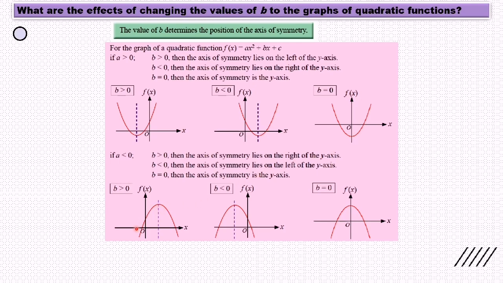For the maximum graph, you will find that it is opposite of the minimum graph. When b is greater than 0, the axis of symmetry is on the right of the y-axis. When b is less than 0, the axis of symmetry is at the left of the y-axis. When b equals 0, the axis of symmetry is the y-axis.